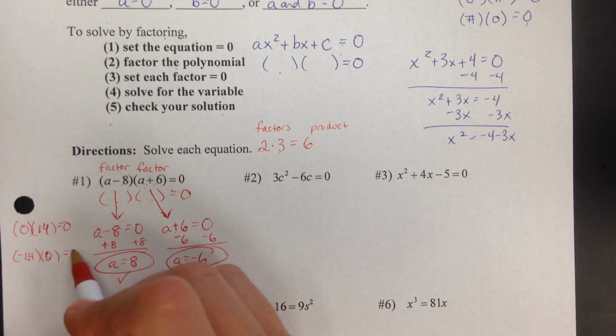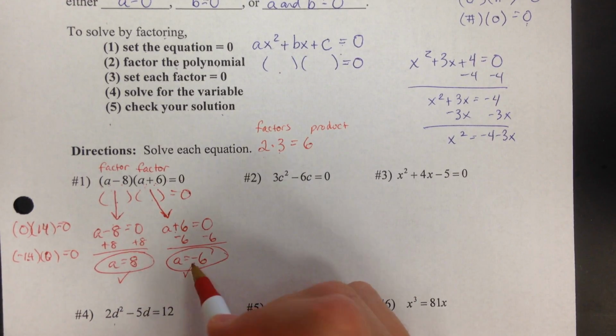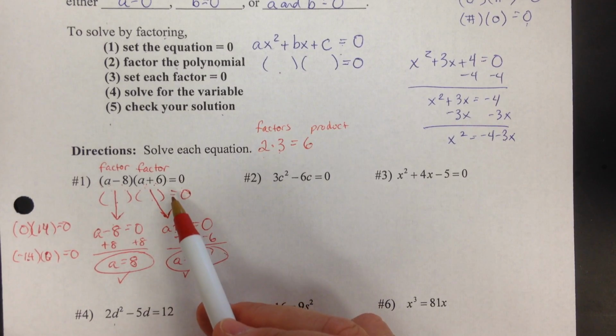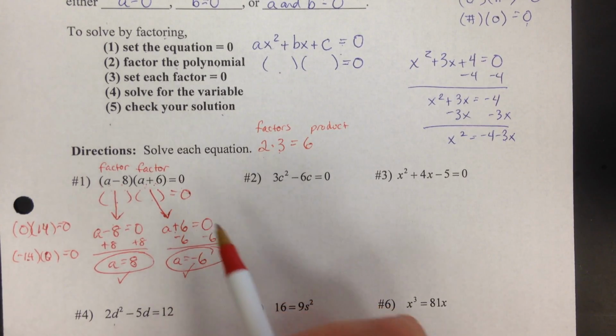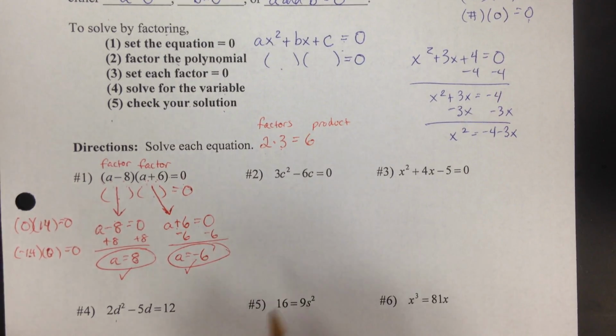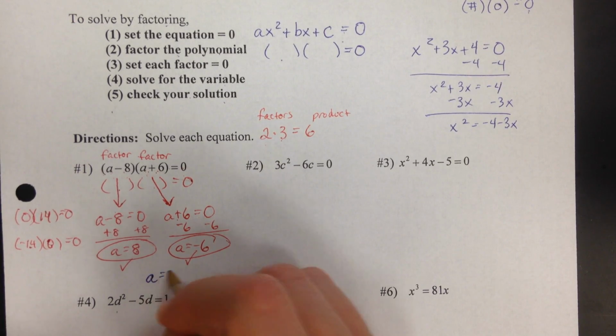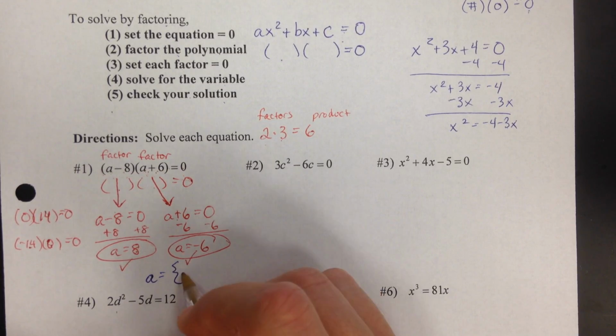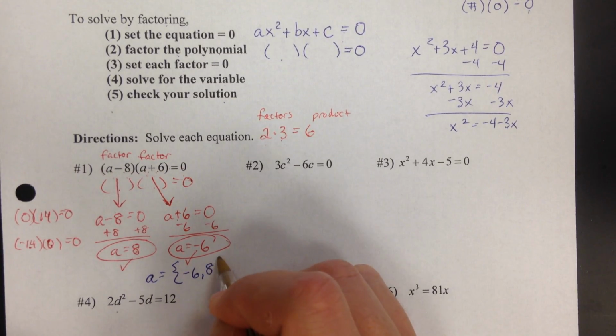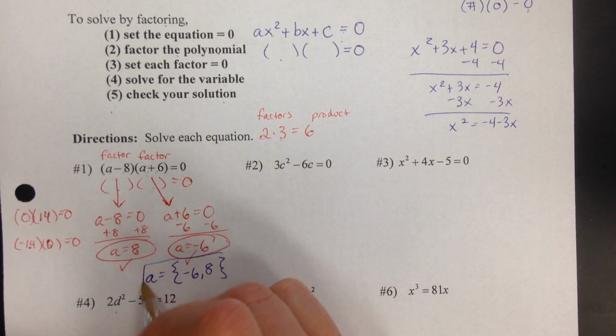Anything times 0 is 0. So both of these make the equation equal to 0. Both of them make it true. So we have two solutions. The way I'm going to write this is A equals, and I'm going to write a bracket, a solution set. We have negative 6 and we have positive 8. Those are our two answers.